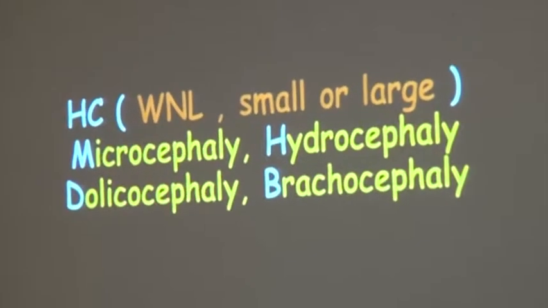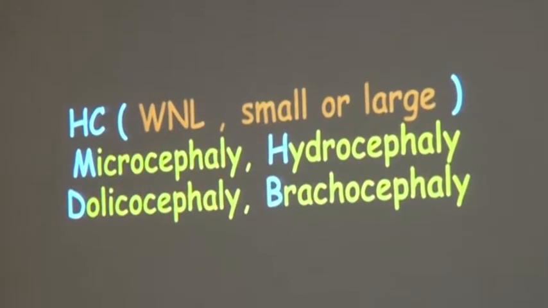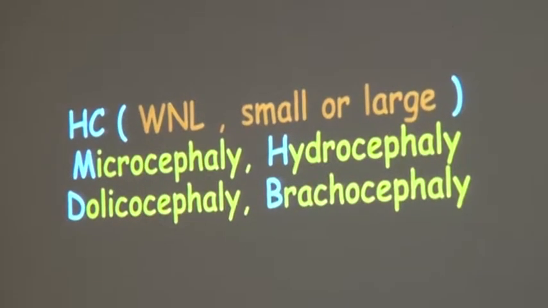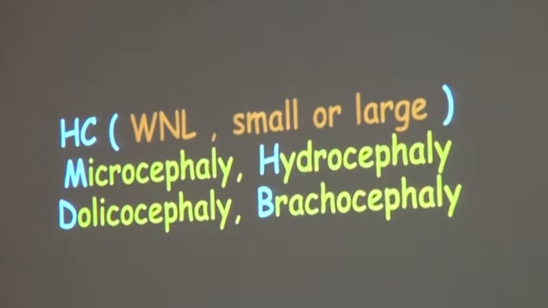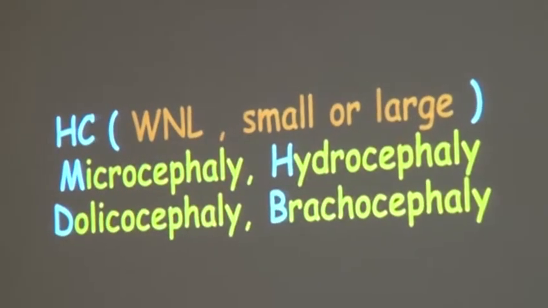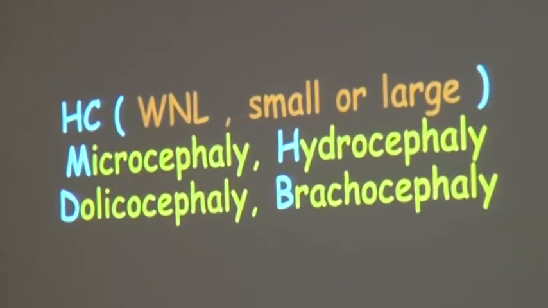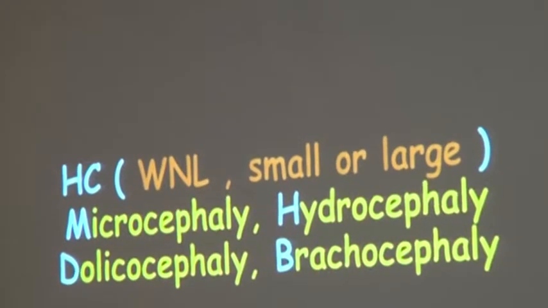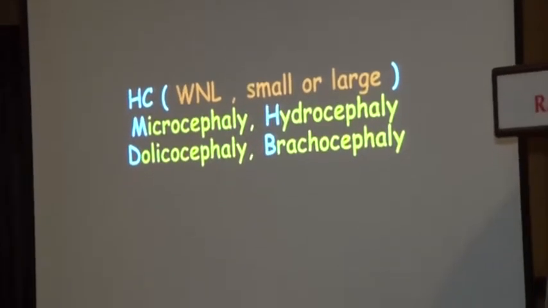What about HC? No matter how you mold the head from here or here, the circumference remains the same. That's why in microcephaly, hydrocephalus, dolicho, brachio, you do the head circumference and check whether the cephalic index is normal, and can that be given for BPD gestational age.